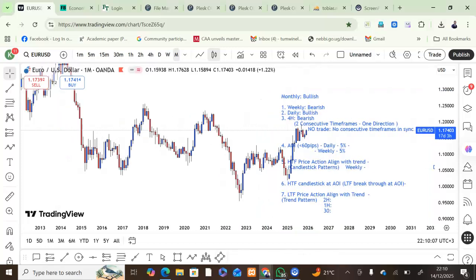So we're going to start with the monthly, weekly, daily, 4 hour. I said that is for identifying the trend. Remember, I also said that the trend is our friend. Whenever we try to go far away from the trend, it will actually go in a loss. Remember, we are small scale traders.